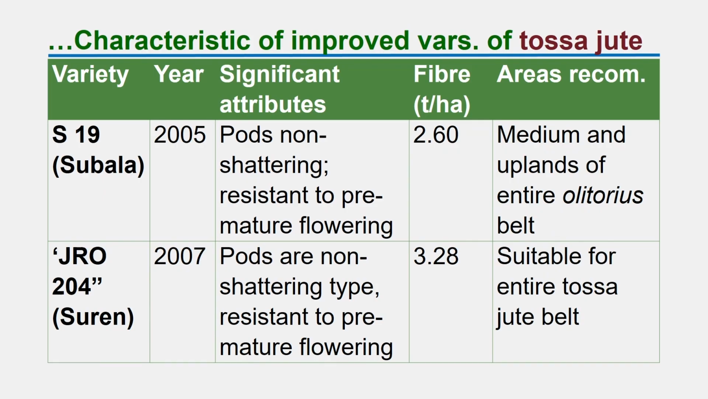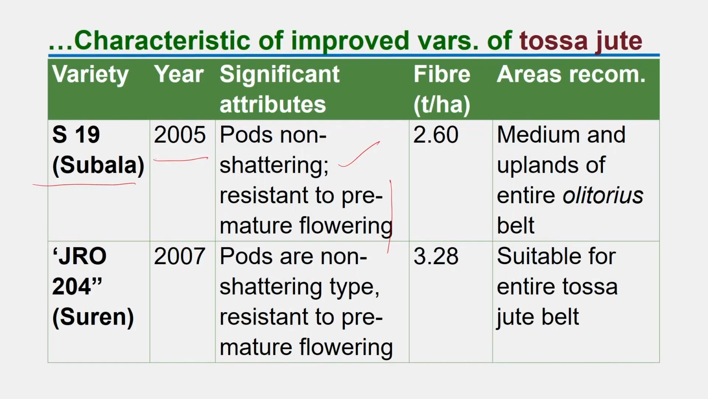Next is S19, which is otherwise known as Subala, and released for cultivation in the year 2005. Pods are non-shattering and it is also resistant to premature flowering. So you can draw one important point that most of these recent varieties have been evolved or released to have non-shattering habit and also should be tolerant to premature flowering. So they are full of these characteristics. Therefore, the yield potential is also high.